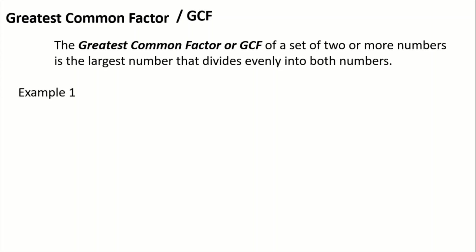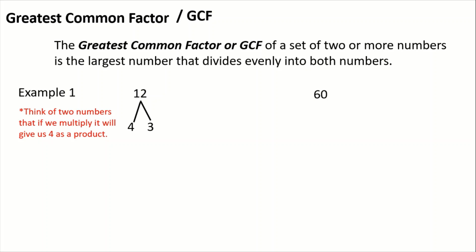Alright? So, for example, hanapin natin yung GCF ng 12 and 16. So, unang gagawin natin is think of two numbers that if we multiply, it will give us 12 as a product. Or, in other words, mag-isip tayo ng factor ng 12. So, 4 and 3 are factors of 12. Okay? Then, think of two numbers naman since itong si 4 ay composite number pa siya, hindi pa siya prime number. So, ito naman yung i-factor natin.